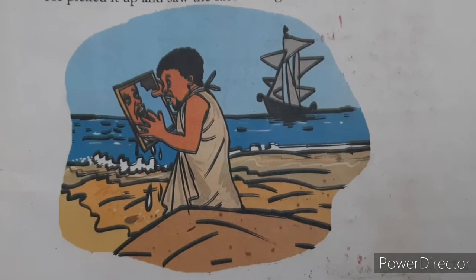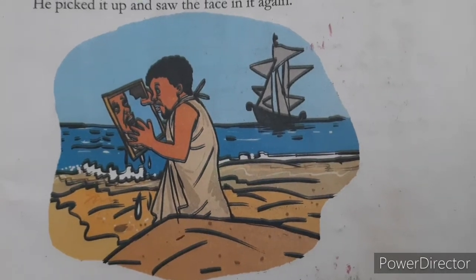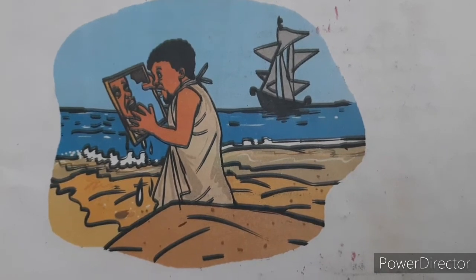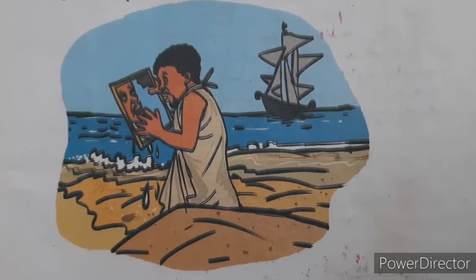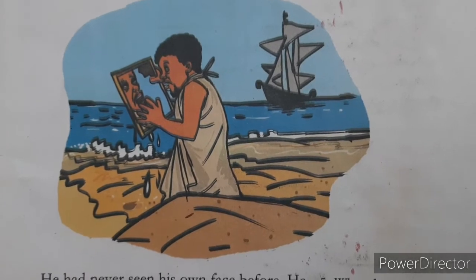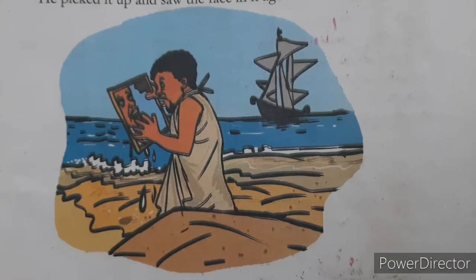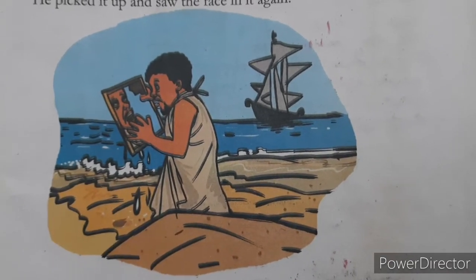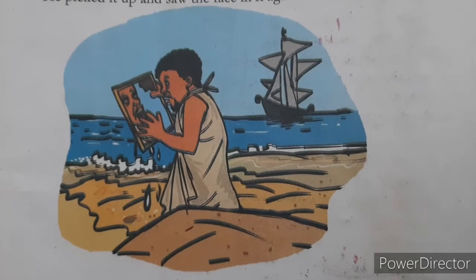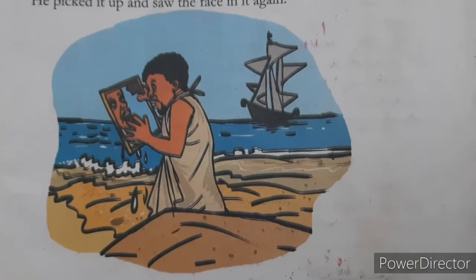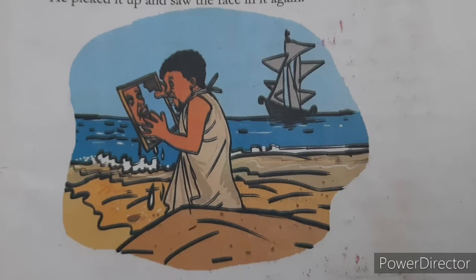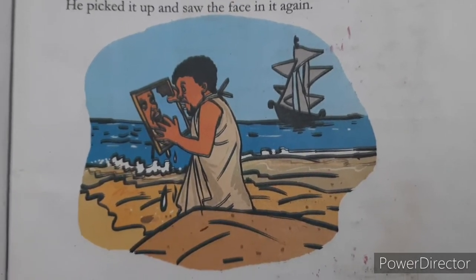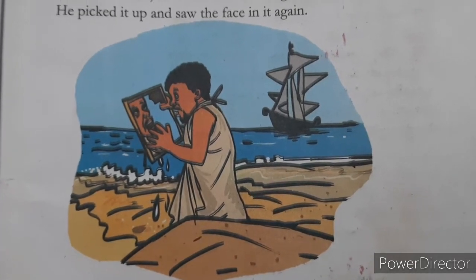And while he was walking, he was thinking about his father. And he is so sad, and he is saying, "Oh my dear father, how loving he was. Never can I see him again." By thinking about his father, he is walking through the seashore. Then what happened? He saw something glittering in the sand.